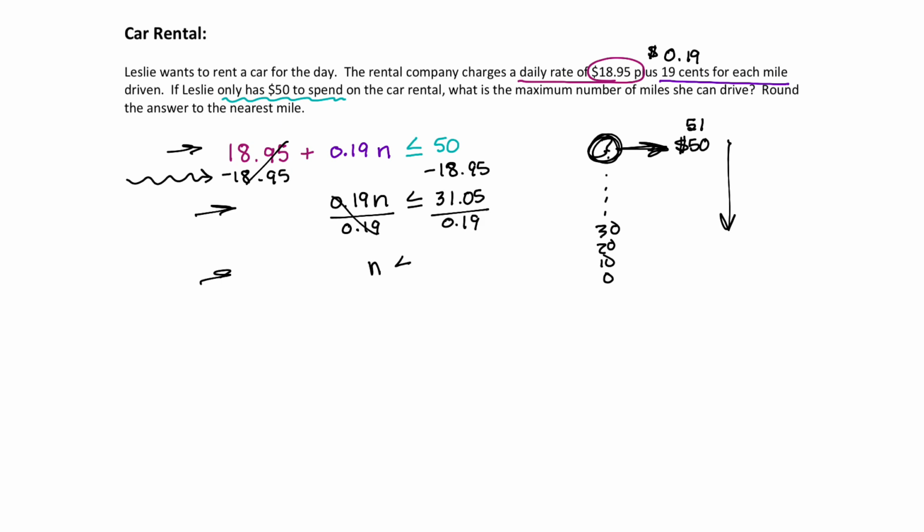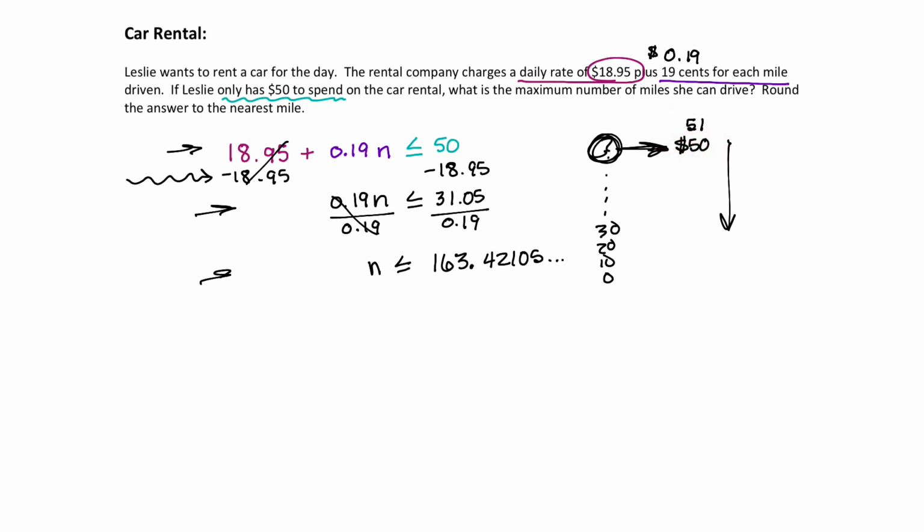So now n is less than or equal to, now calculator, divide by 0.19, and we get 163.42105, and a whole bunch of other digits. Basically, this is the number of miles we can drive that makes it exactly 50.